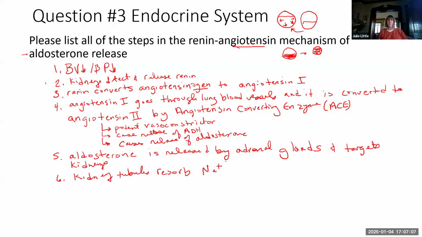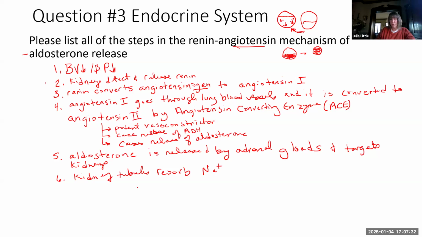That means the kidneys make urine, correct? And in the urine, we have sodium. Now, if we take sodium out of the urine and put it back into the blood, guess what's going to follow? Water always follows salt. Water is going to follow. So if we take water out of the urine and put it back in the blood, that increases our blood volume.